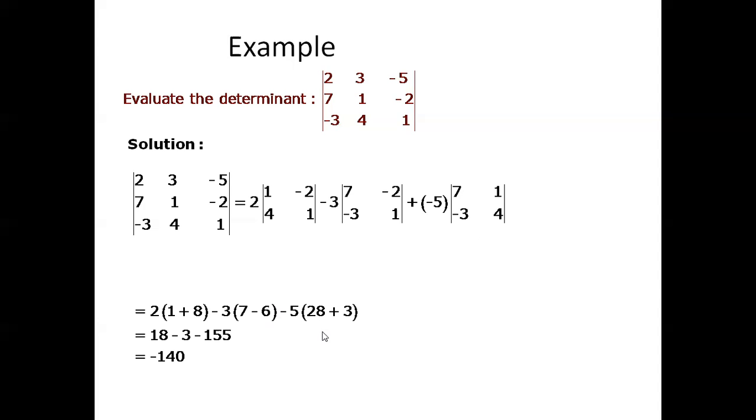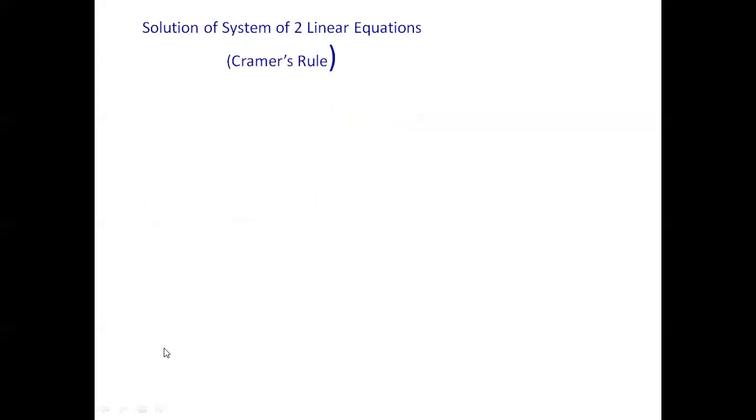Then 7 into 4, 28, plus. Why plus? Because minus 3 into 1 is minus 3, and minus minus becomes plus 3. So 18 minus 3 minus 155. That is nothing but minus 140. This is the solution of this 3 cross 3 matrix.